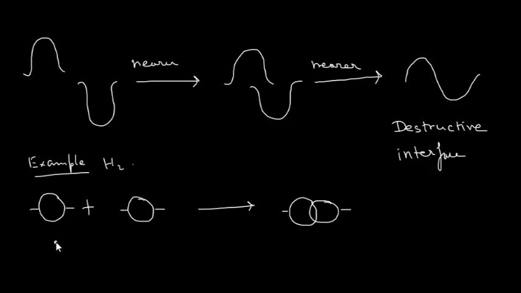So let us take an example of hydrogen molecule formation. Here the 1s orbital of one hydrogen atom comes closer to the 1s orbital of another hydrogen atom, and ultimately H2 molecules are formed. The type of bond formed is a sigma bond, by sharing the electron cloud density or electron density.